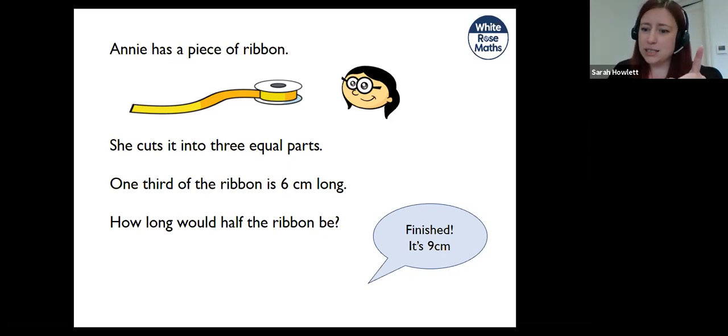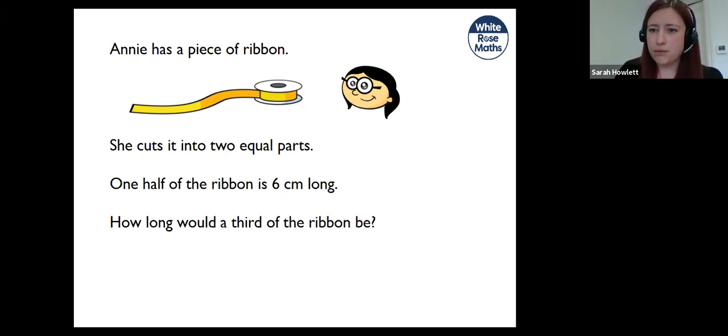Well, now we've got these editable PowerPoints, we could change part of this ribbon and alter the information slightly so that if she cuts it into 2 equal parts, half is worth 6, how long would a third be? How does that change the child's thinking? Can they explore where they're going to start? Can they explore what they're going to draw? Could they draw the bar model for the original question and the bar model for this new question alongside each other and discuss the similarities and differences between the two?